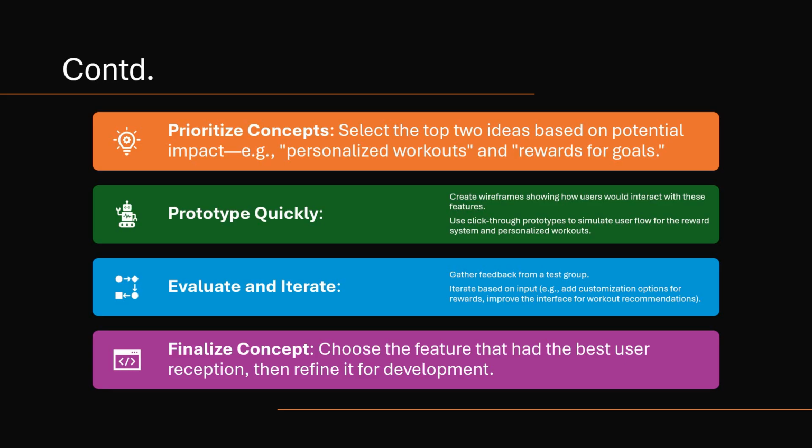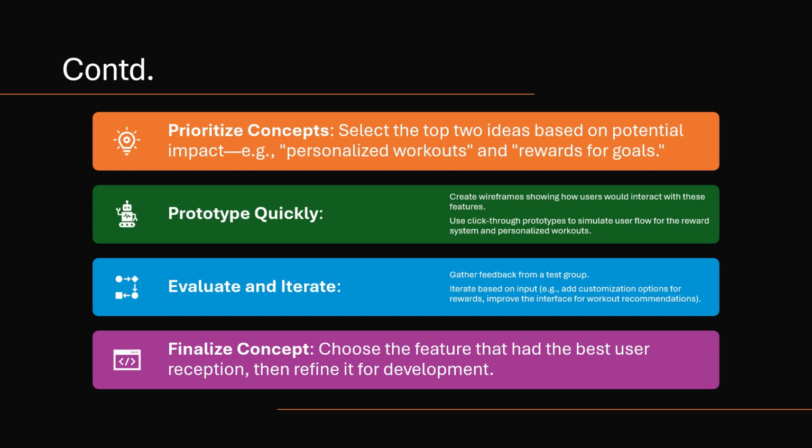Now you need to prioritize the concepts. I told you this. You've got multiple ideas and inputs coming in, but you need to prioritize. You can select the top 2 ideas based on the potential impact. For example, personalized workout could be really impactful and rewards for goals could also be very useful. So we are picking those 2.